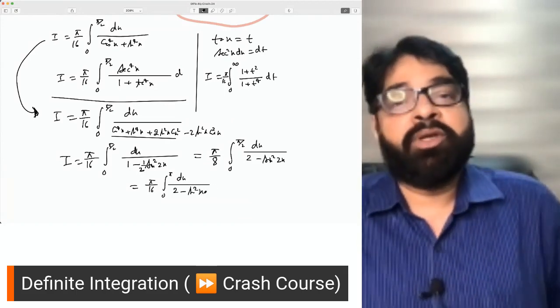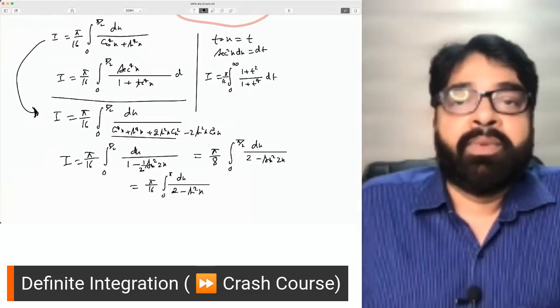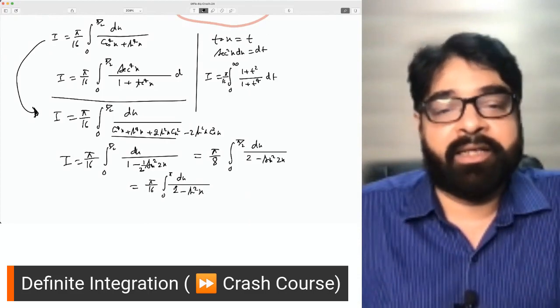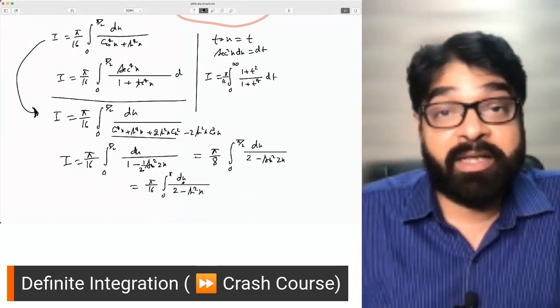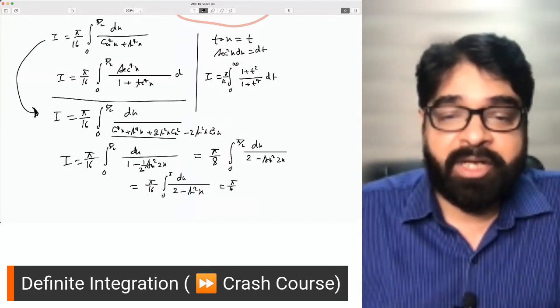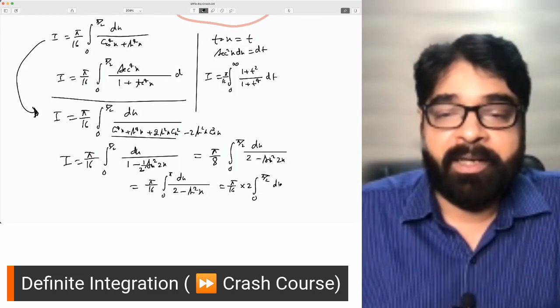This kind of question you must do in your indefinite integration. We have to divide by cos square x and then get that. Don't directly divide by cos square x. Remember, I can write this as pi by 16 into 2 into integral 0 to pi by 2, dx divided by 2 minus sine square x.